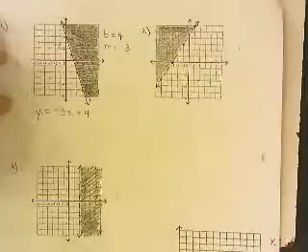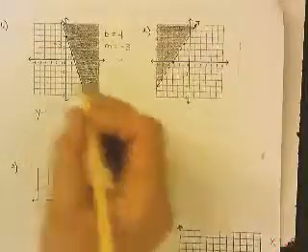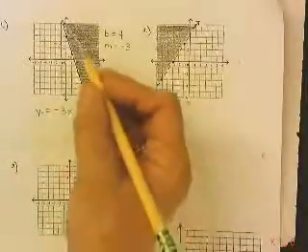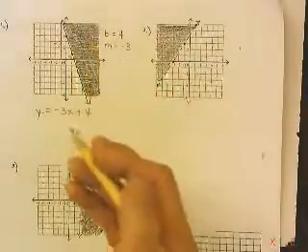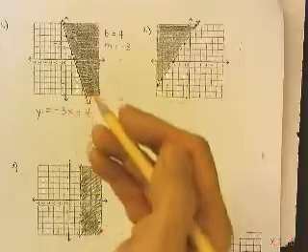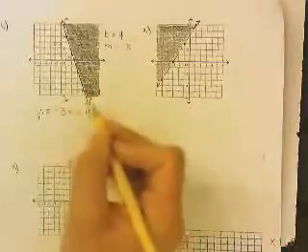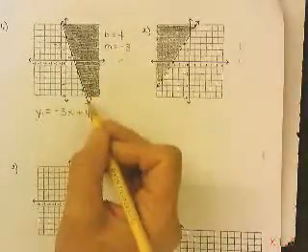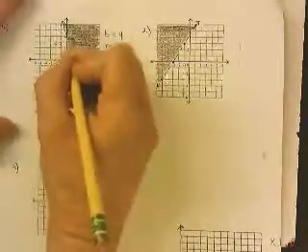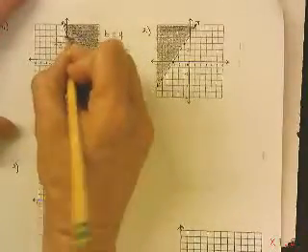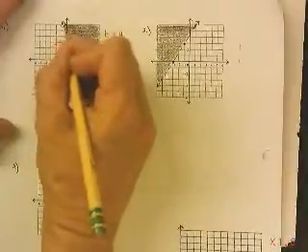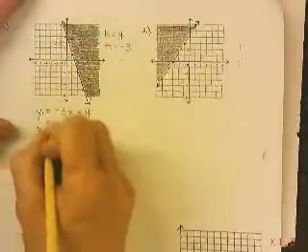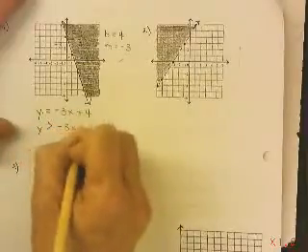And now I just have to determine how I would do the shading, whether I should make this y is greater than or equal to, or less than or equal to. Since it's a solid line, I know equality is a possibility. So here I could put my pencil on the y-intercept and I shaded where values are greater. So I know this is y is greater than or equal to -3x plus 4.